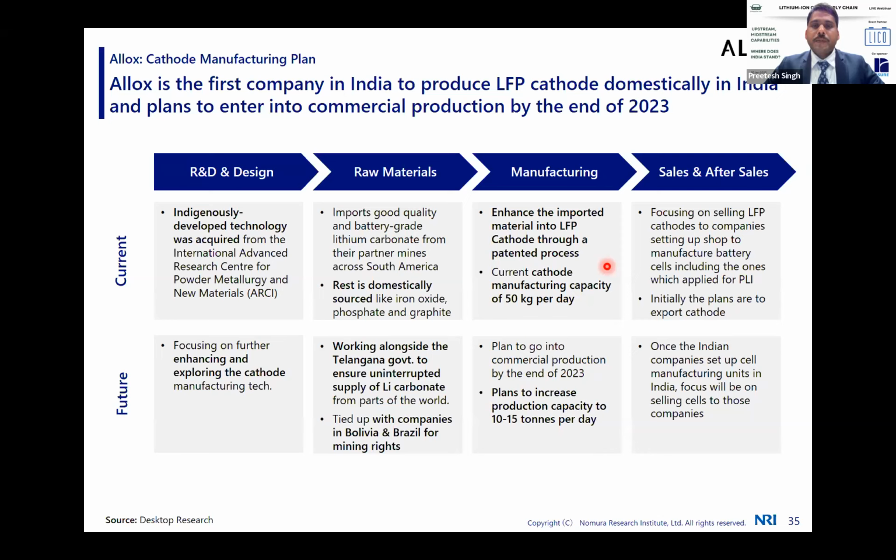In the current situation, they enhance the imported material into LFP cathode through a patented process, with a current cathode manufacturing capacity of 50 kilograms per day. But if you look at the future, they plan to go into commercial production by the end of 2023, and increase the production capacity to 10 to 15 tons per day.